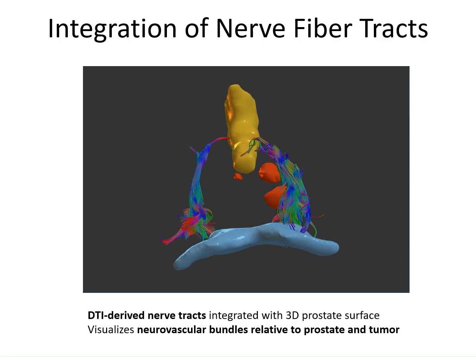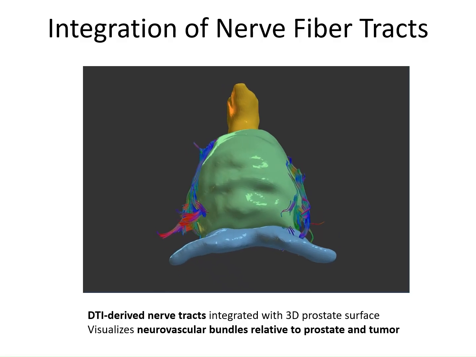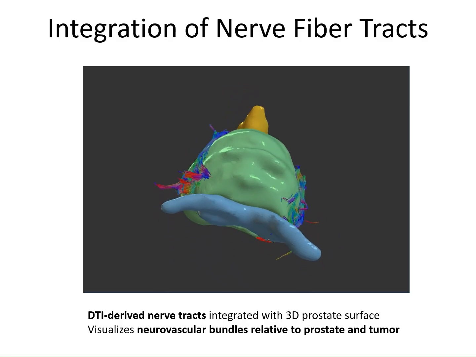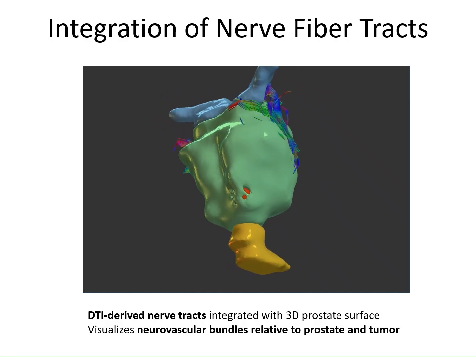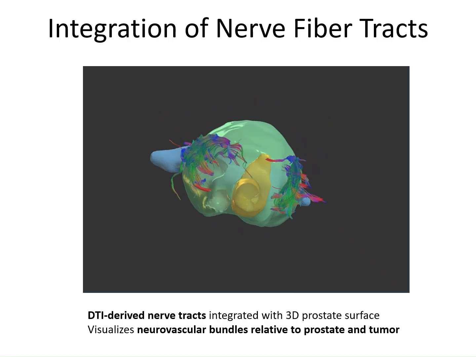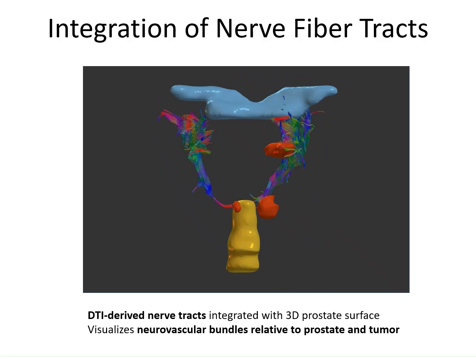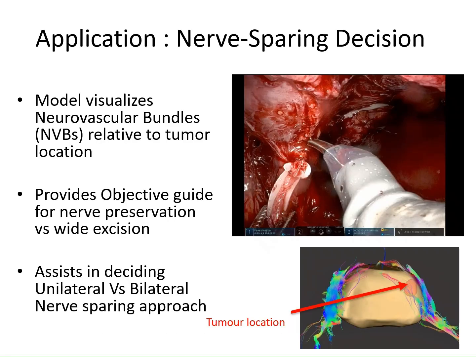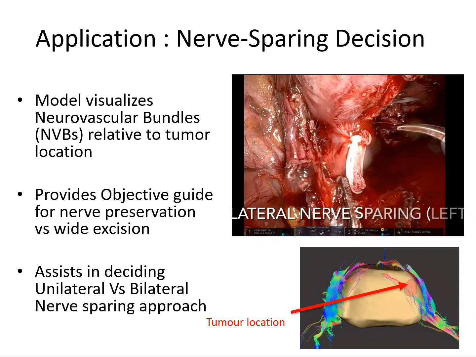In the next step, we overlay the DTI-derived nerve fiber tracts onto the reconstructed 3D prostate model. This integration allows us to visualize the neurovascular bundles in relation to the prostate and any tumor location. The result is a patient-specific functional map, anatomy plus nerves, which can guide nerve-sparing decisions and enhance preoperative planning. This model allows precise visualization of neurovascular bundles in relation to the prostate and tumor.